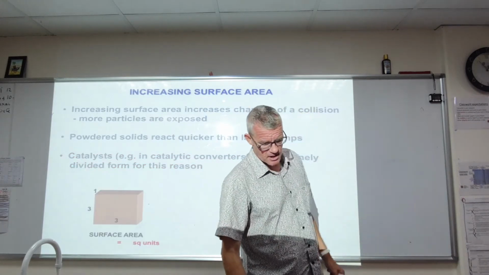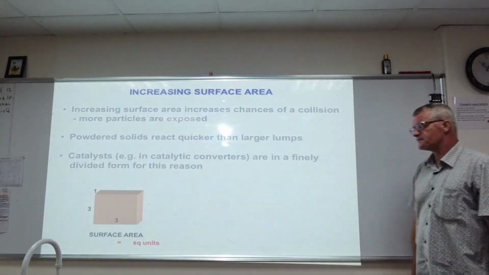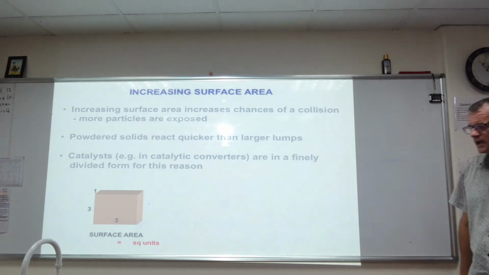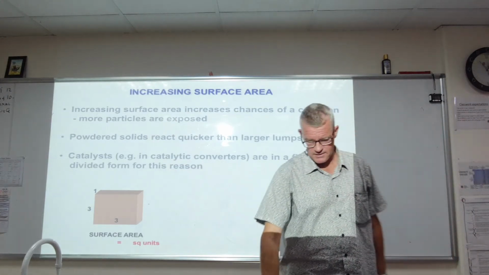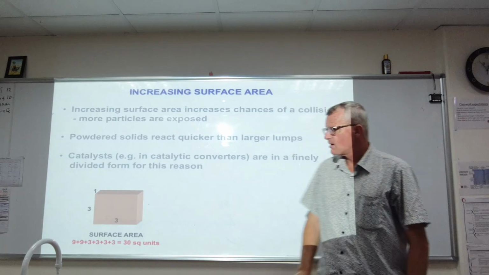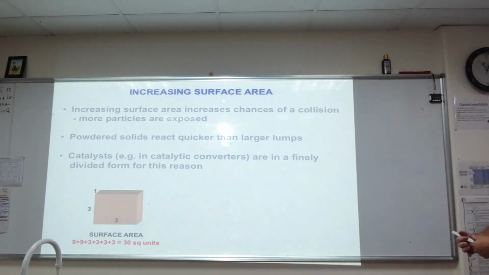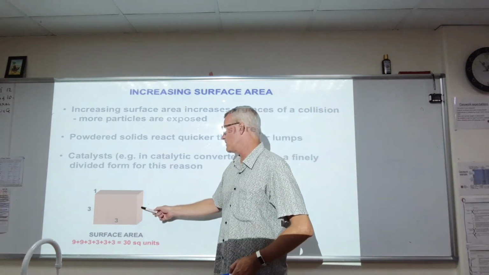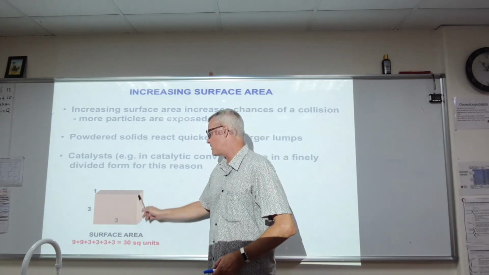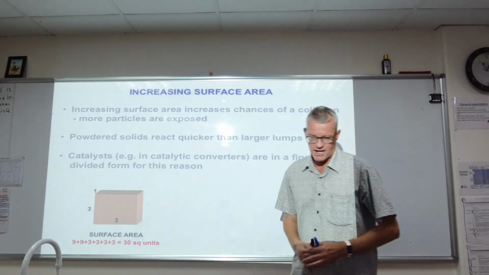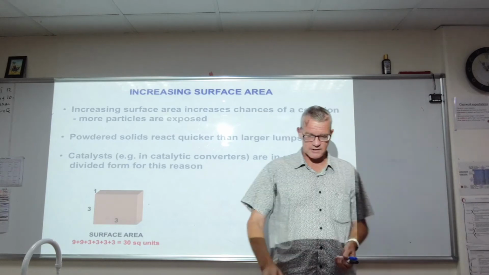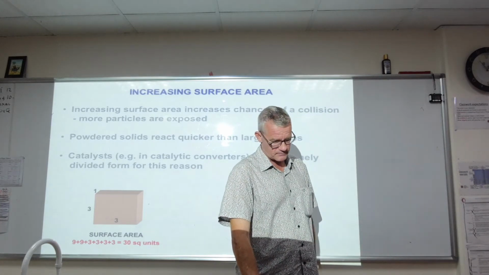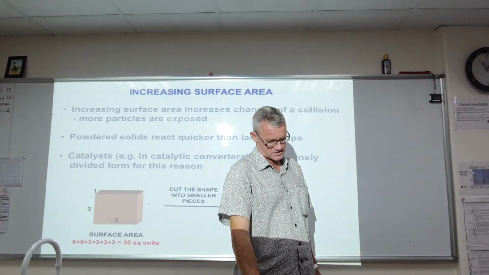Okay, let's look at an example. Now we have here a lump, and we can calculate the surface area. In this case, it is 30 square units. Look at the cube. 9 here, 9 here, 9 here, 9 here, plus 3, 3, 3, 3, 3, the other side, and in total 30 square units. What will happen if we divide the blocks?